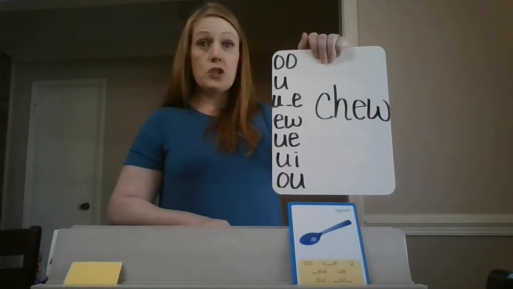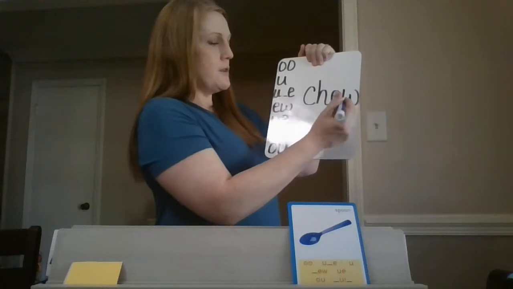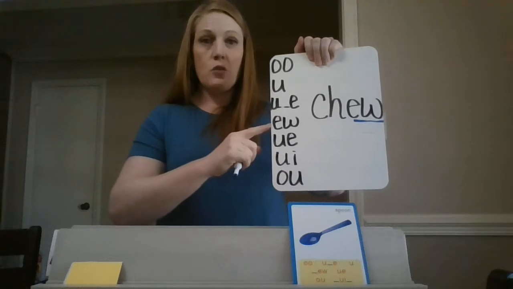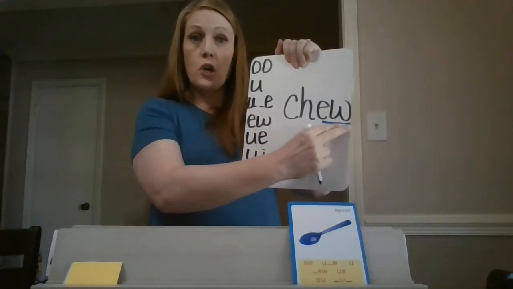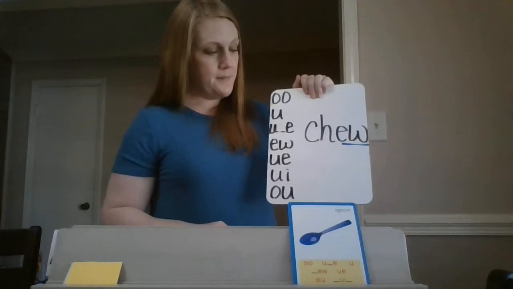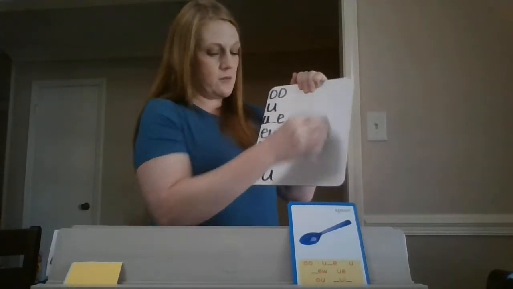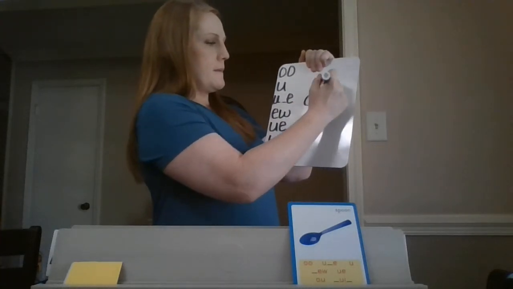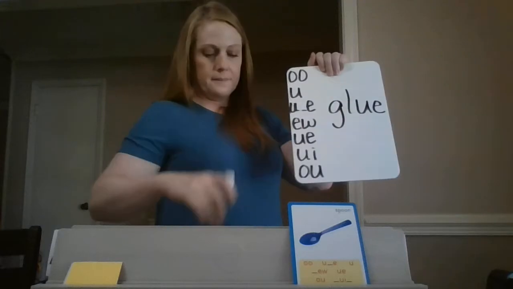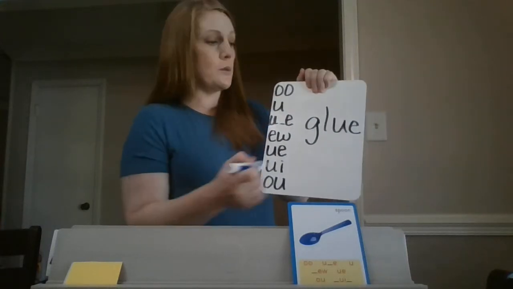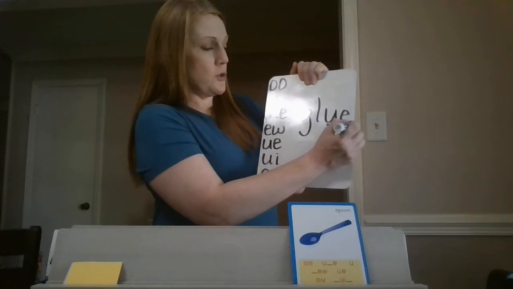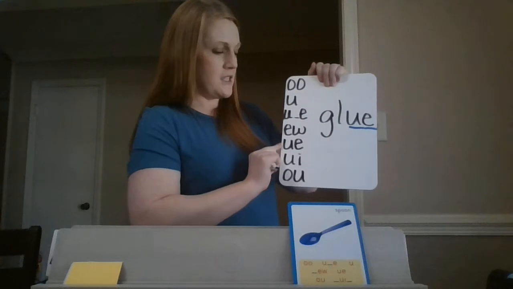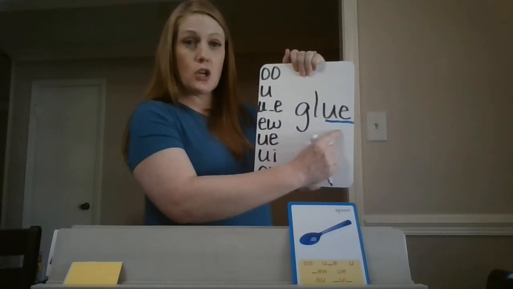This is the word chew. You always chew your food carefully. We have the EW spelling at the end of the word chew for the oo sound. Ch, oo, chew. Lots of different ways to spell this sound. This is glue. I need to glue the pieces back together. Glue, glue. We use the U-E spelling at the end of the word glue.